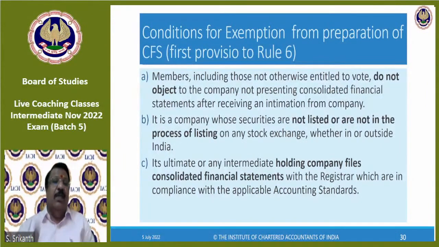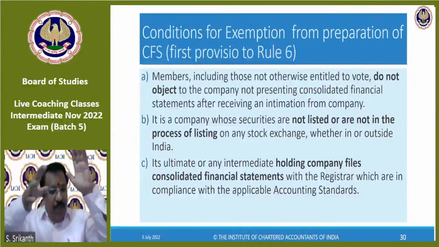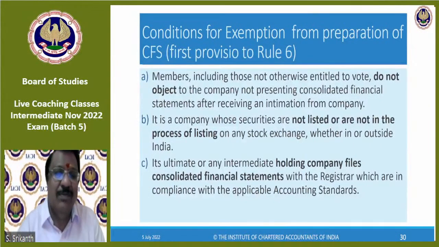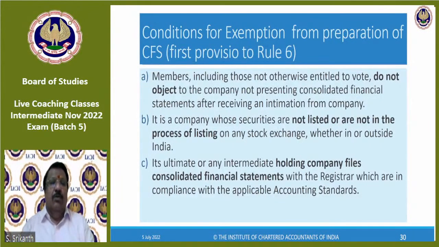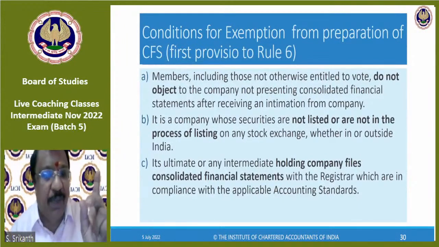So that when they present the financial statements of the past 5 years in the prospectus, it should be in the format of a listed company, right? So such a listed company is not exempted. Only an unlisted company. Either it should not be listed and it should not be in the process of being listed. Okay.